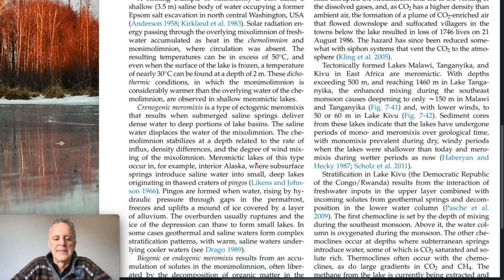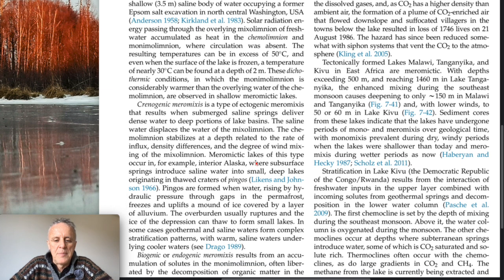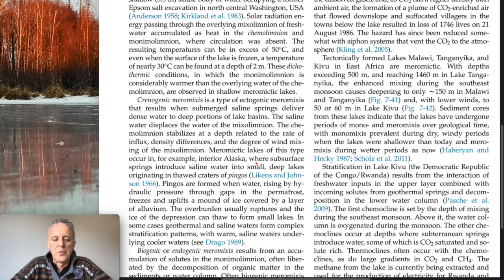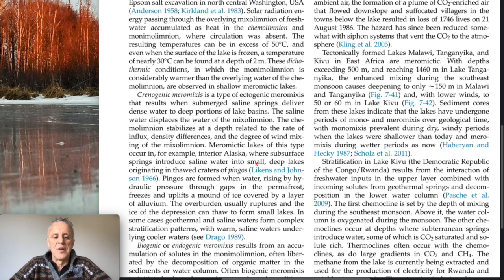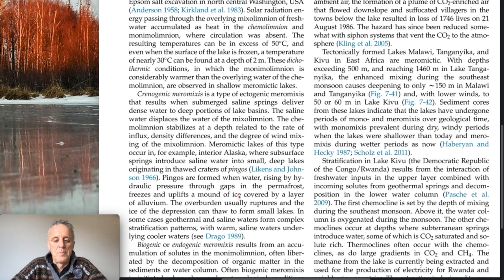Cranogenic meromixis is a type of ectogenic meromixis that results when submerged saline springs deliver dense water to deep portions of lake basins. The saline water displaces the water of the mixolimnion. The chemolimnion stabilizes at a depth related to the rate of influx, density differences, and the degree of wind mixing of the mixolimnion. Meromictic lakes of these types occur in, for example, interior Alaska, where subsurface springs introduce saline water into small deep lakes originating in thawed craters or pingos.